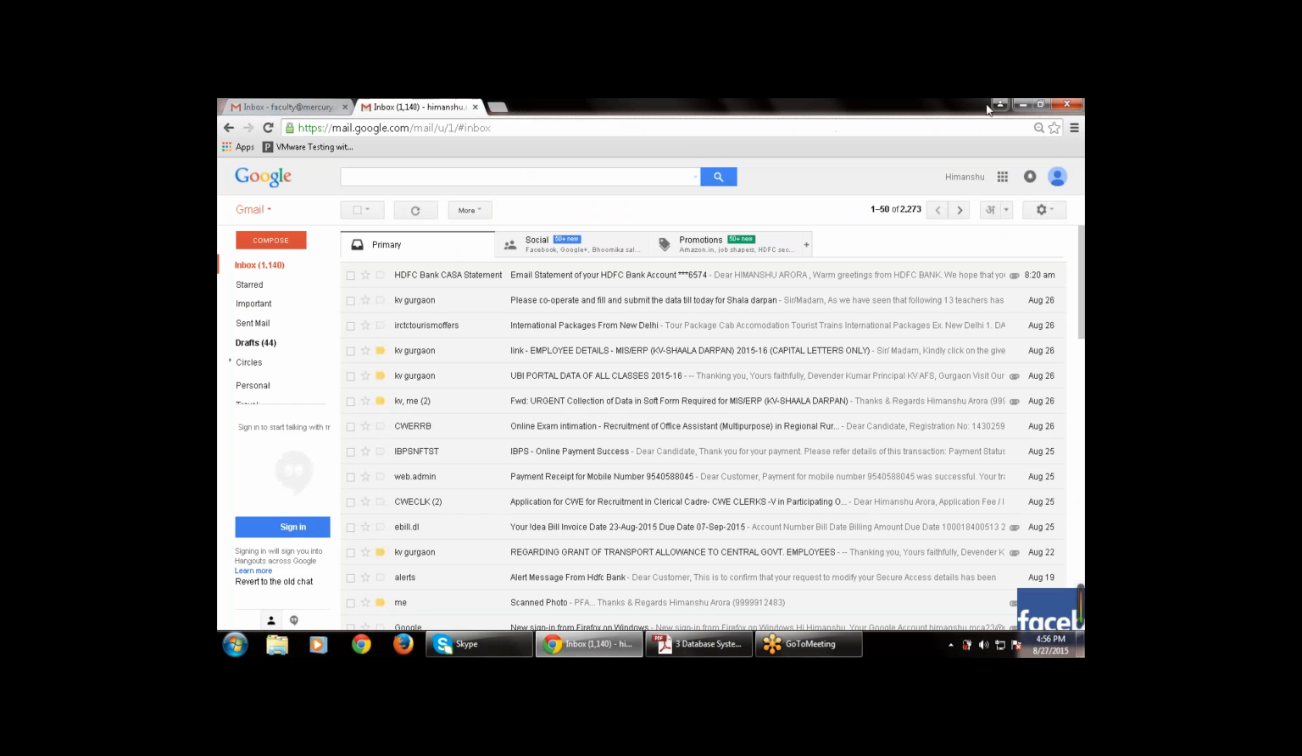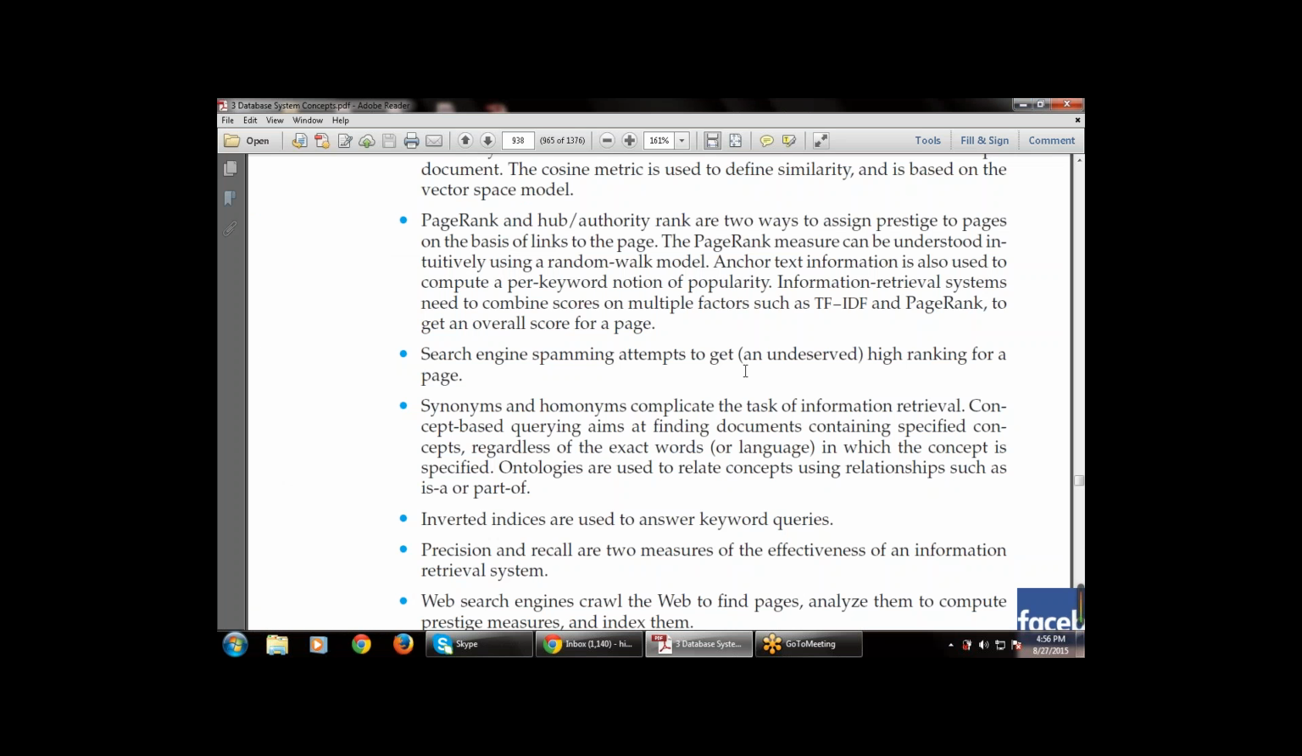Concept-based querying aims at finding data containing the specified concepts, regardless of the exact words or languages in which the concept is specified. Ontologies are used to relate concepts using relationships such as is-a or part-of. So the data is related with each other through the relationships used to relate concepts.